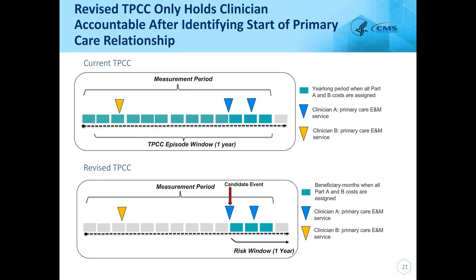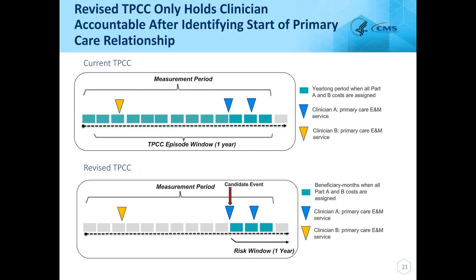The triangles are positioned in exactly the analogous way. Here, Clinician A has 1 primary care E&M service, and they have a second confirming event that happens within 90 days. So that initiates or triggers the relationship between Clinician A and the patient. However, the risk window only opens up a year from when that relationship starts. And so that's what you see at the bottom there, that the risk window starts at that first blue triangle and then goes for a year.